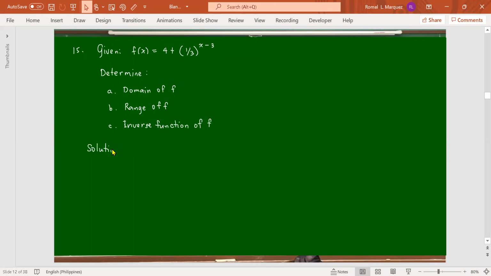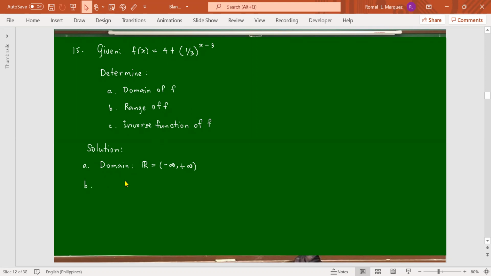So first, domain, letter A. Since this is an exponential function added to a constant, x can be any real number, or that is negative infinity to positive infinity. Okay?